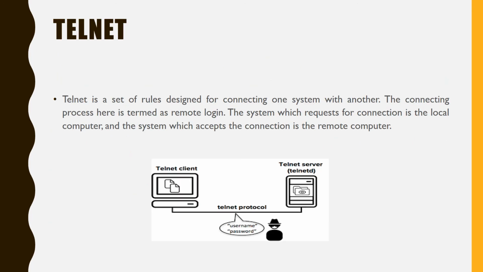Then we have Telnet. Telnet is a set of rules designed for connecting one system with another. So Telnet is a technology used to connect two systems for the purpose of exchanging information. Now these two systems, when they are connected, provide you a remote login where you can connect to a particular system with the help of some other machine. As you can see in the diagram also, we have a Telnet server and we have a Telnet client. This Telnet client is able to access the information with the help of the Telnet server, that is a remote computer.